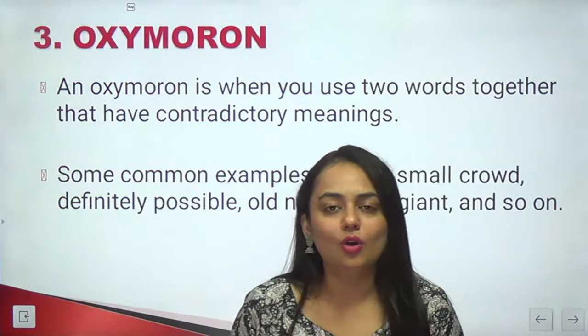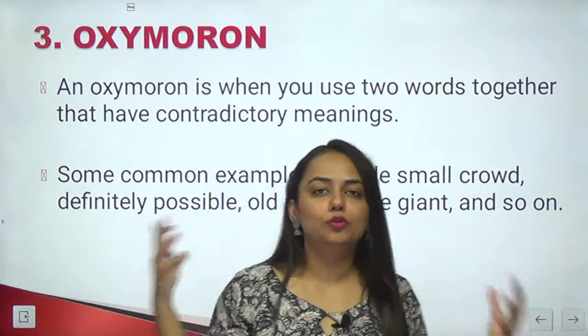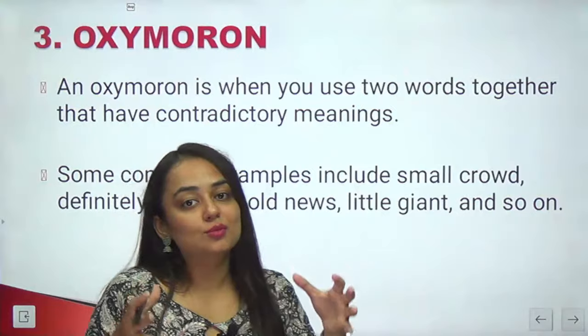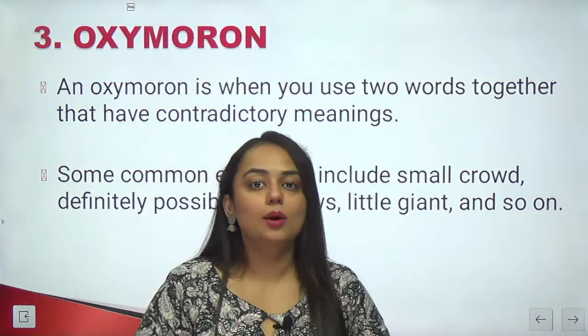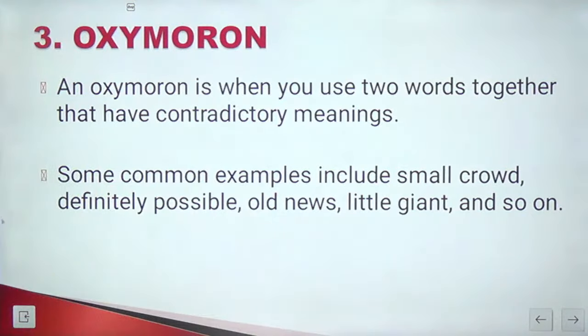When you say crowd, it itself means a mob of a lot of people, a group of a lot of people. So how can it be small? Crowd तो होती ही वो है जहाँ बहुत सारे लोग हों. So small crowd is one such example.